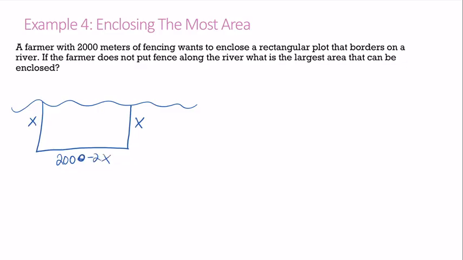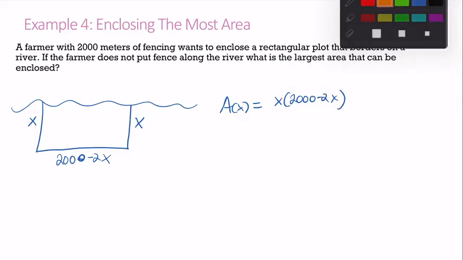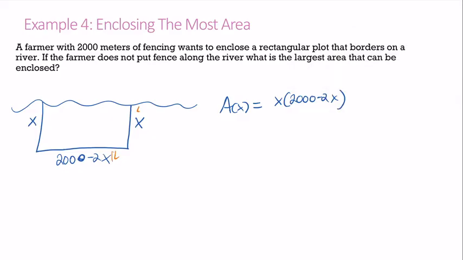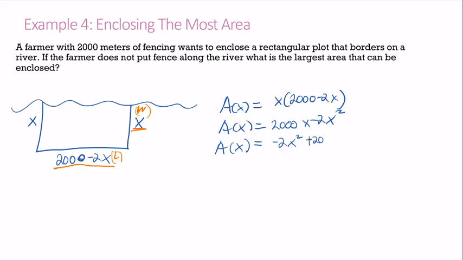I've only got 2,000 meters, so I've got 2,000 minus 2x is what's left on our long side. So my area in terms of x is going to be x times 2,000 minus 2x, because if I want to find the area of a rectangle, I take my length times my width. That gives me A of x is 2000x minus 2x squared. Maybe I rewrite this so I have A of x equals negative 2x squared plus 2000x.